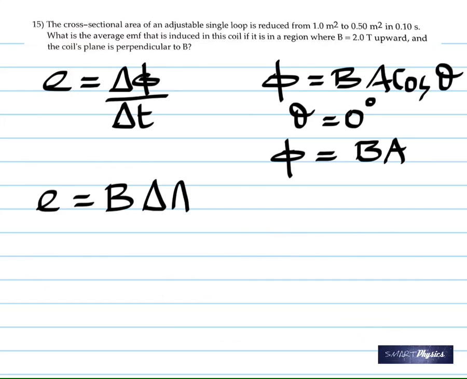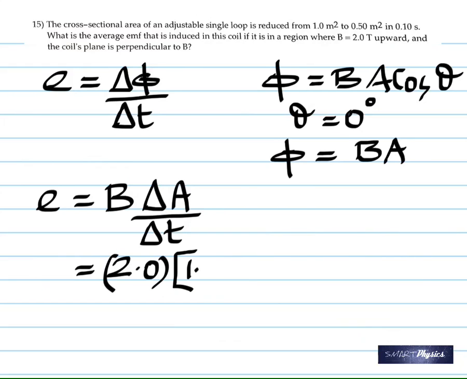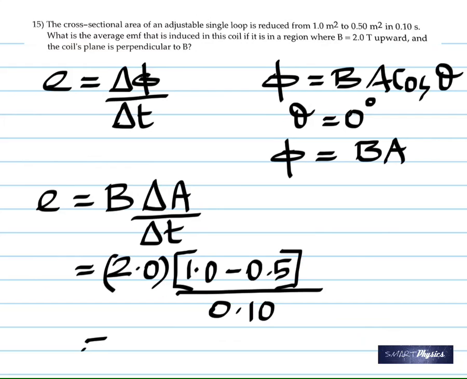Substitute that into this equation. B is a constant, so it's taken out, and you have B delta A by delta T, where delta A is the change in area. So that gives 10 volt.